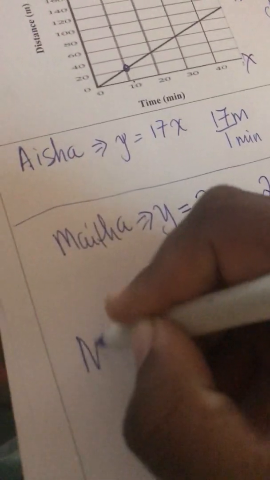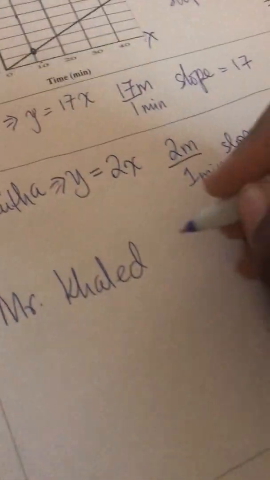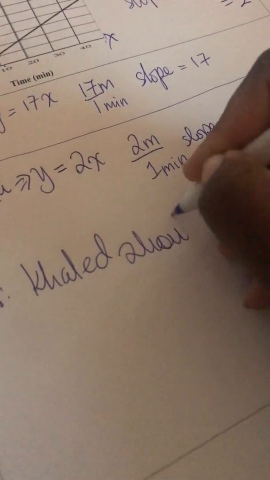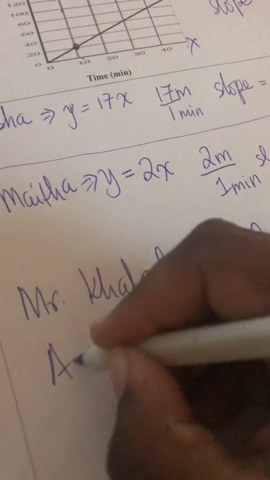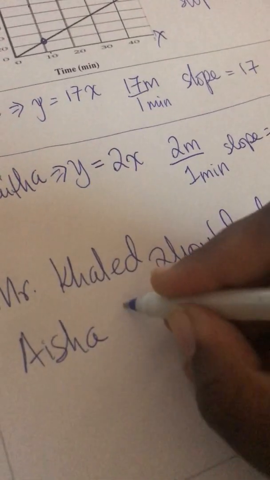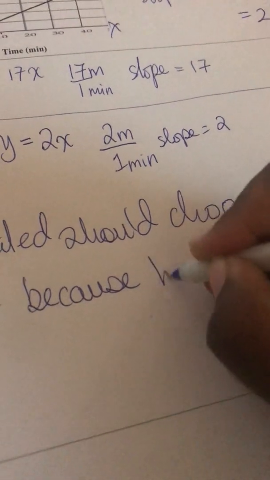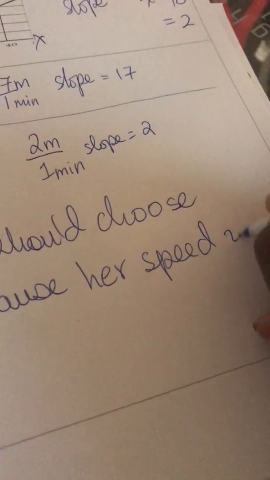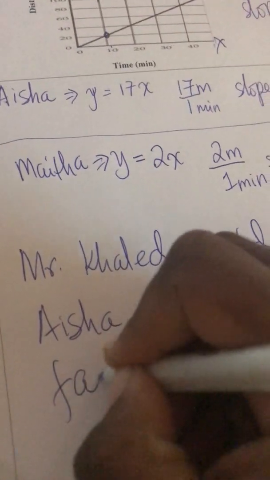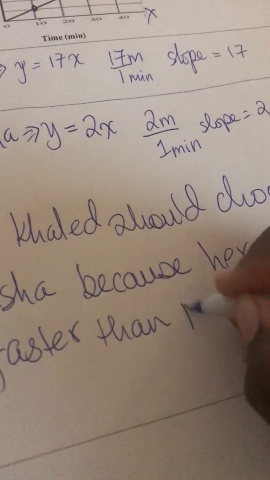Mr. Khalid should choose Aisha because her speed is faster than Maitha's.